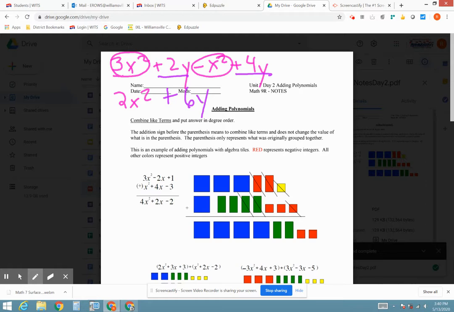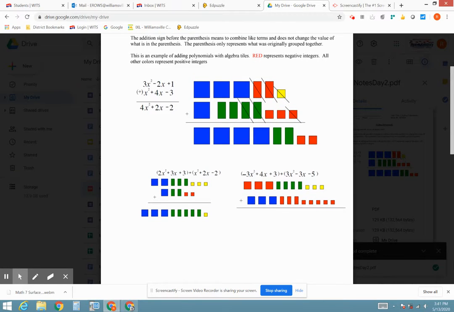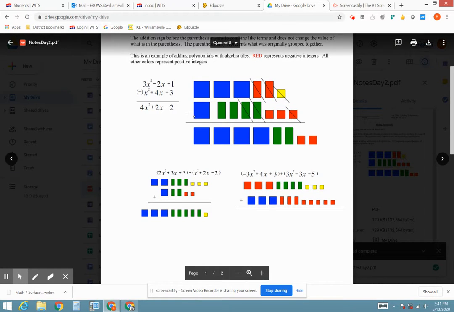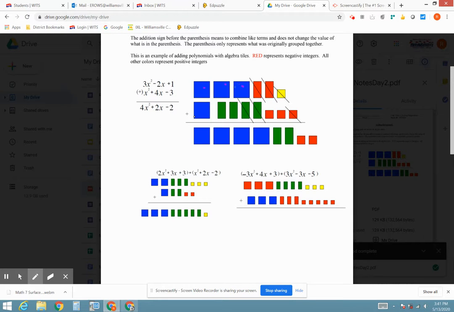So now we're jumping right into polynomials. So it's basically like combining like terms, just there's more of them. So they built the equations for you. So 3x squared, 1, 2, 3 x squared, the big ones, the squares are x squareds. So 3x squared minus 2x, minus because they're red, plus 1, and then an x squared plus 4x minus 3.